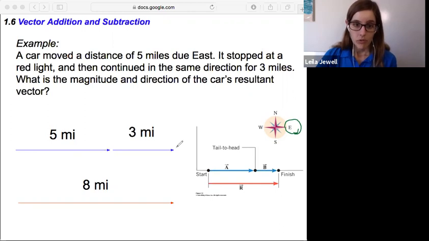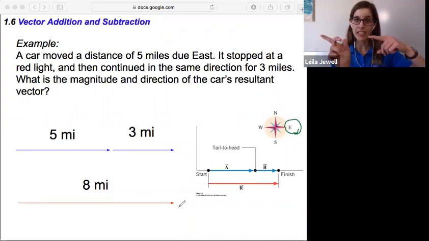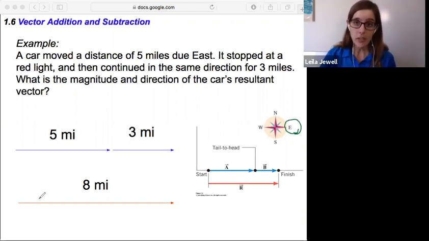Now, the net resultant is going to just be the combination of these two, because they're pointing in exactly the same direction. They just keep going to the right. So in this case, it is simple addition. 5 plus 3 is equal to 8.